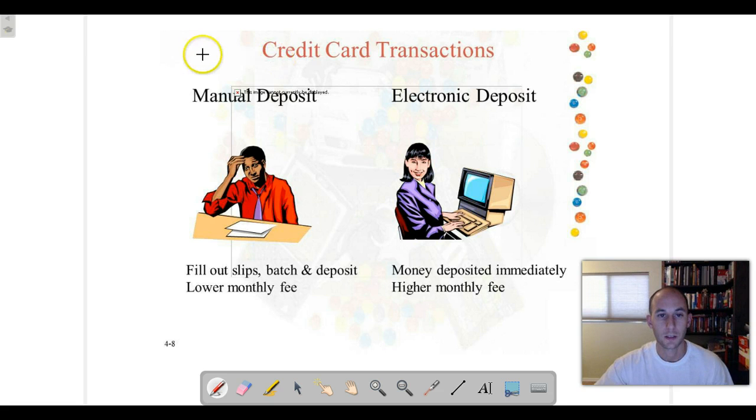Credit card transactions, this is kind of an old slide, obviously. So this guy's doing it manually. Well, he looks defeated. And then we have this lady with this old Mac-looking computer here. She's totally happy with her electronic deposit. Some of the differences to note, though, is with convenience, always there comes a fee along with that.